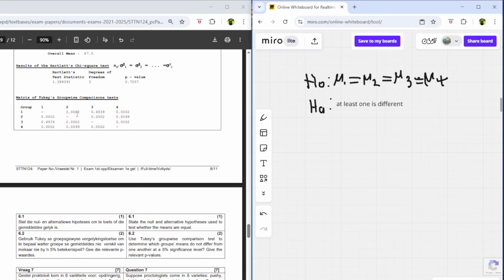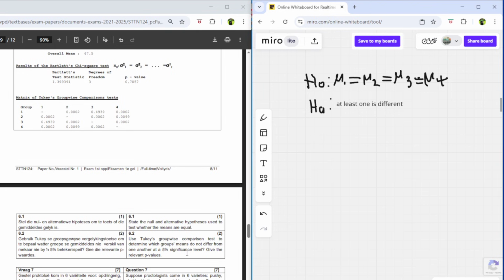So this is the p-value between group 1 and group 2. The p-value is 0.0002. If the p-value is less than alpha, it means they are different. This one is 0.4939. So for group 1 and group 3, the p-value is more than alpha, so these two are not different. These ones are different, because the p-value is less. So only group 1 and group 3 do not differ from one another at 5% significance level.